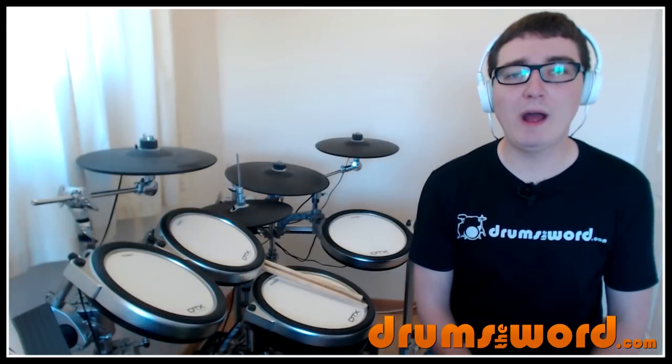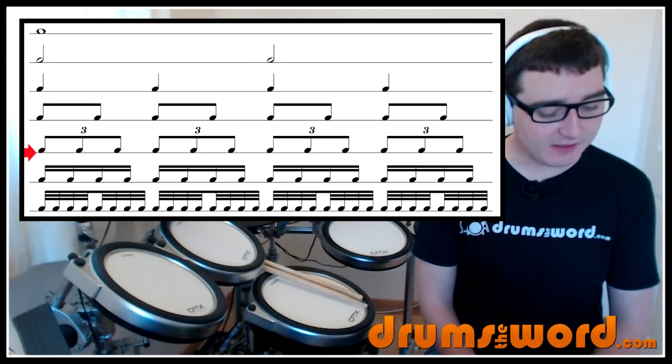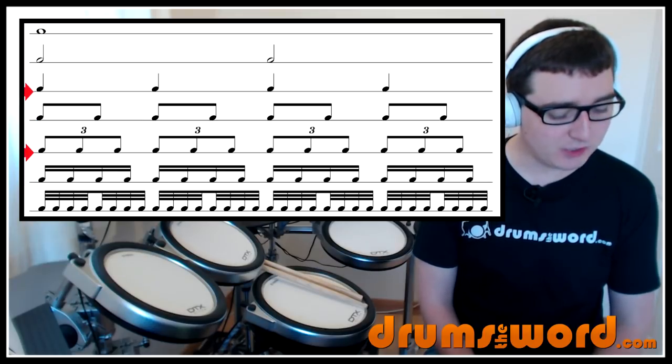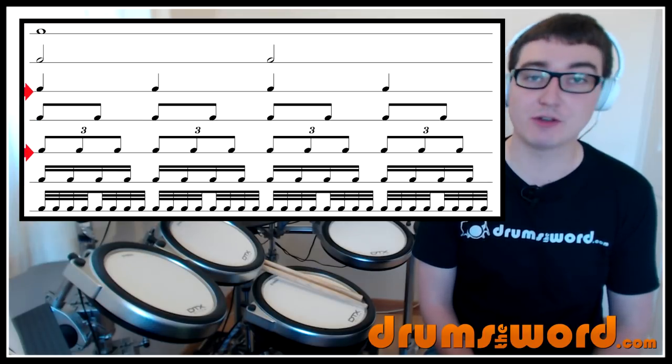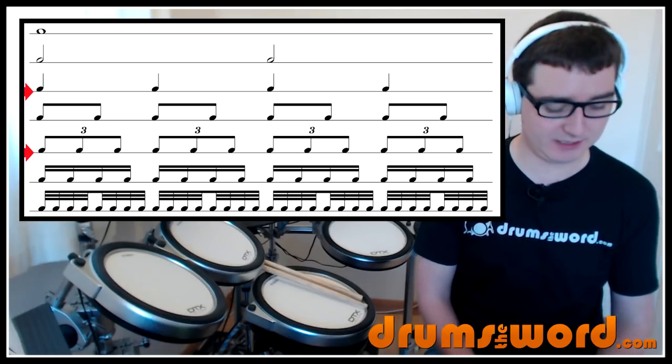Let's now take a look at where 8th note triplets now fall within our subdivision table. You can see that the 8th note triplets fall in between normal 8th notes and 16th notes, and that a quarter note is equal in duration to three 8th note triplets. That's an important one to remember. A quarter note is equal to three 8th note triplets.